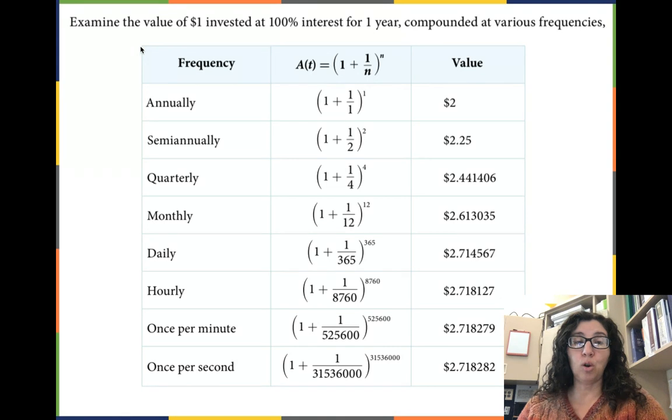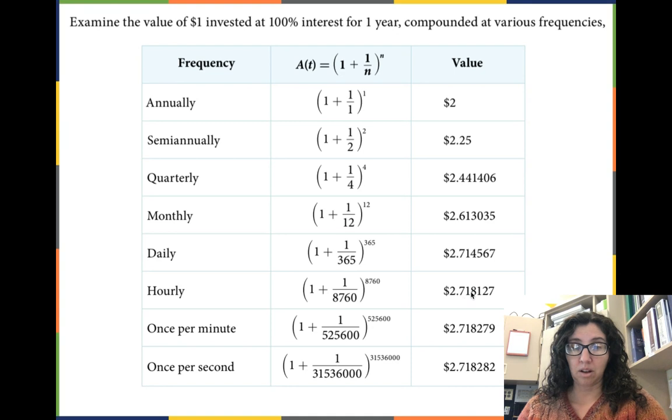Okay, so we've talked about different compounding rates. What if you just had $1 and it was invested at 100% interest? I mean, not very realistic, but whatever. For 1 year, how much money would you have at the end of the year? Well, annually, you'd have $2. Semi-annually, you'd have $2.25. That's a big difference. Quarterly, you'd have $2.44. Still kind of a lot. Monthly, $2.61. Daily, $2.71. So it's getting to be less.